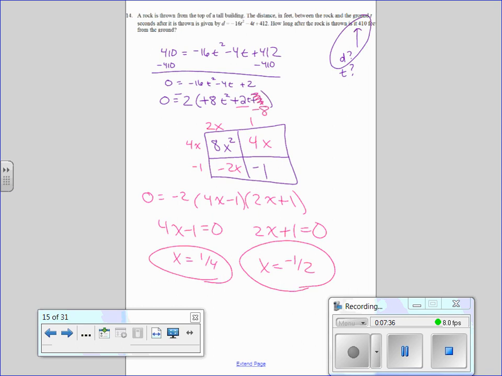Now keep in mind, we were solving for time. This is seconds. You cannot have a negative time. I can't have my rock in the air for negative 1/2 seconds. So you kind of trash that answer. And this is the only answer. It's 1/4 seconds.